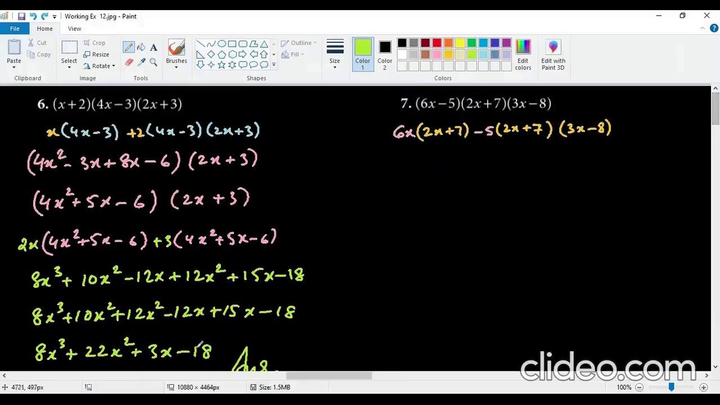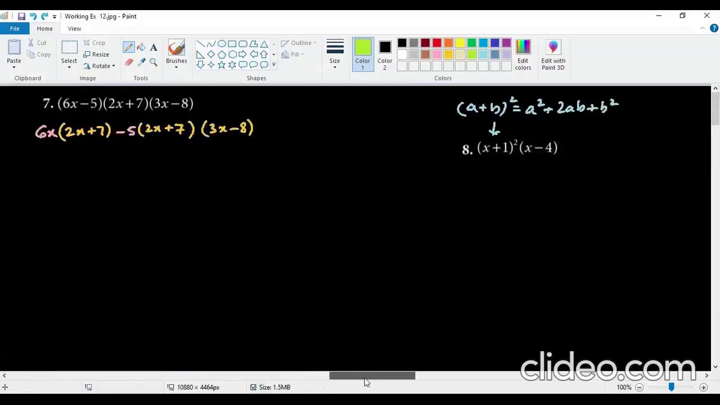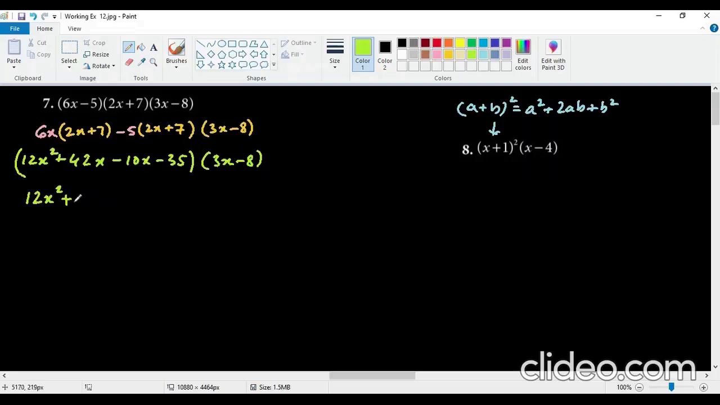Moving on to the next question, which is question number 7. In here, 2x + 7 is going to be multiplied by 6x − 5. So the first part is going to give you 12x² + 42x − 10x, and minus plus is a minus, 5 times 7 is 35. This is going to be multiplied by 3x − 8. But before that, we are going to simplify the first bracket: 12x², and this is going to give you plus 32x and minus 35. This is going to be multiplied by 3x − 8.